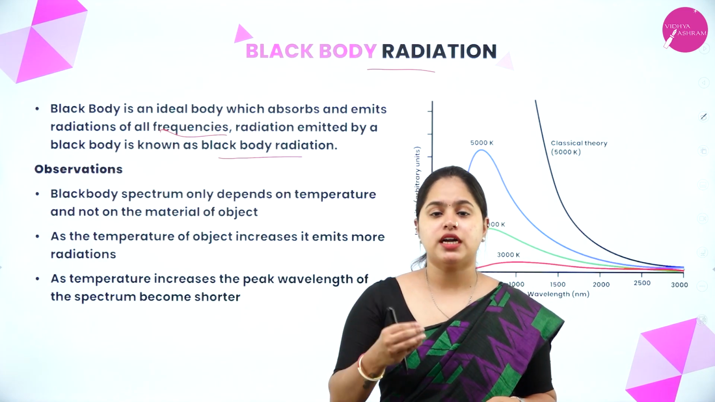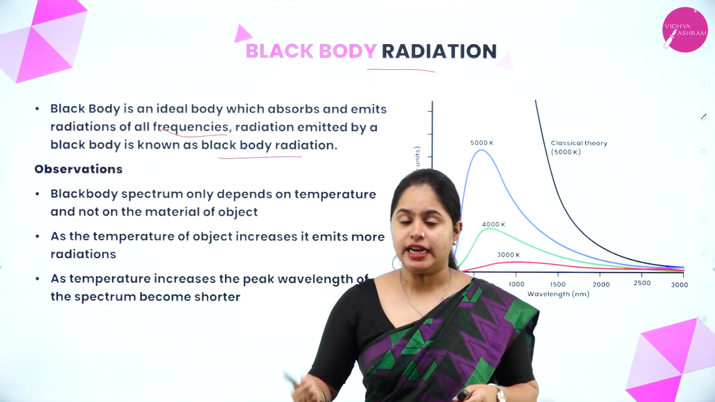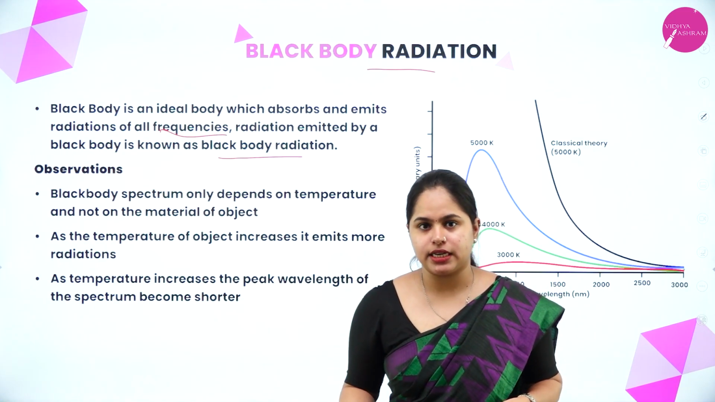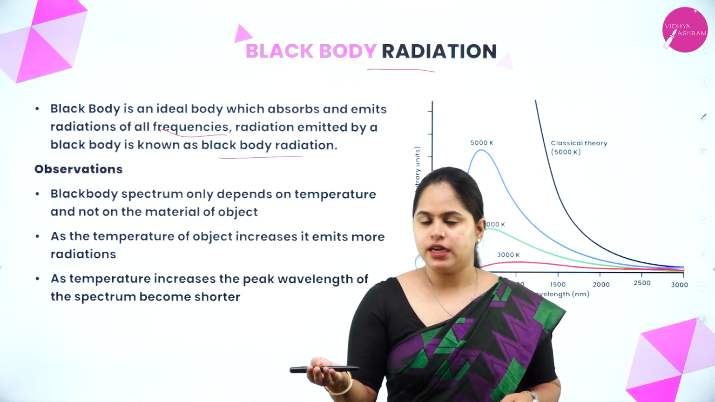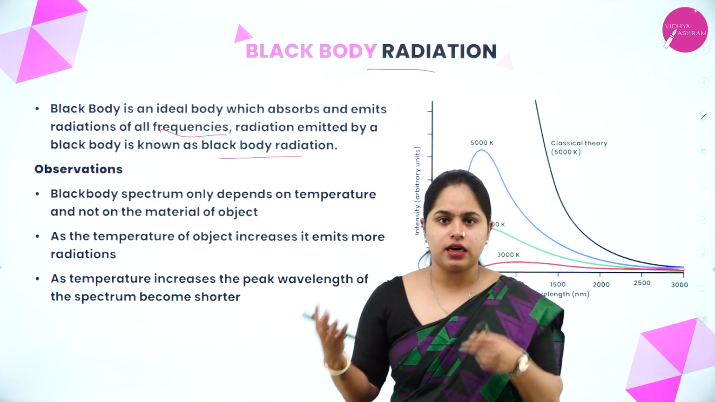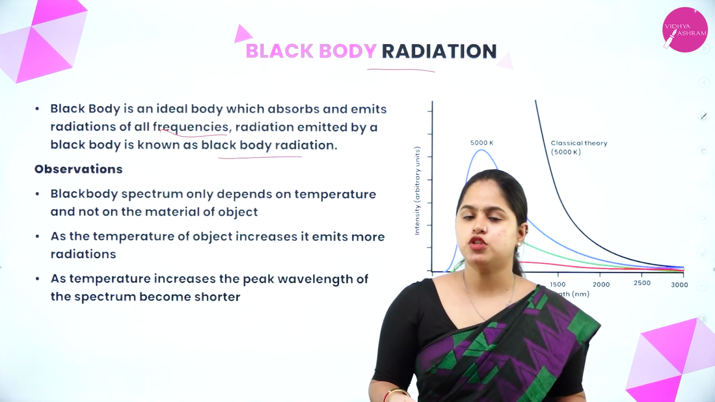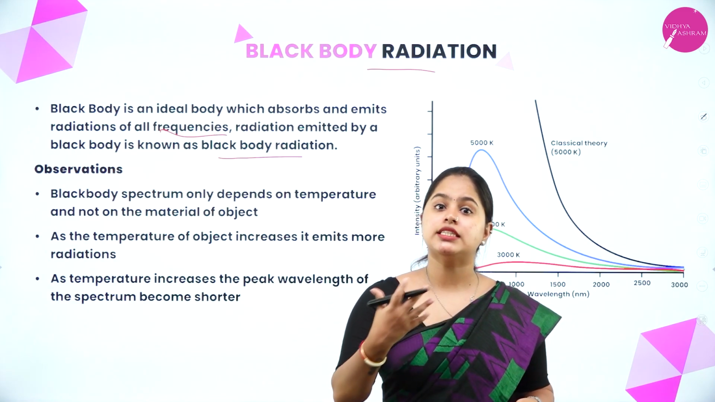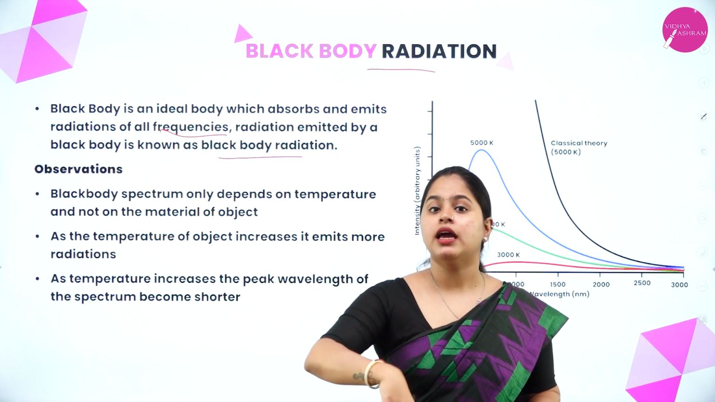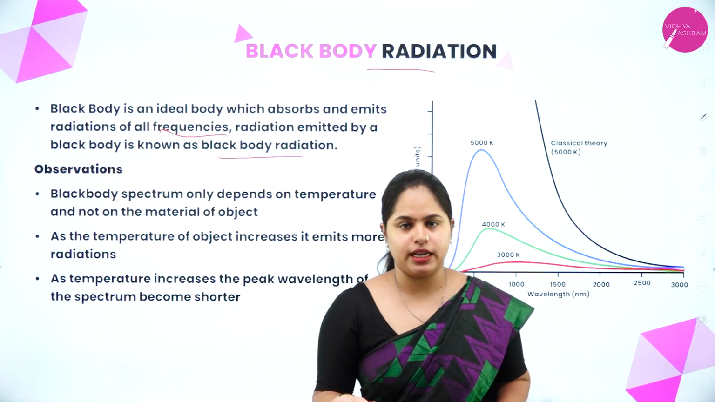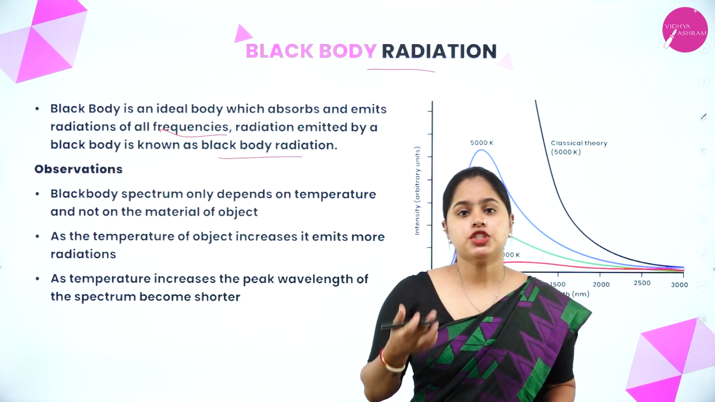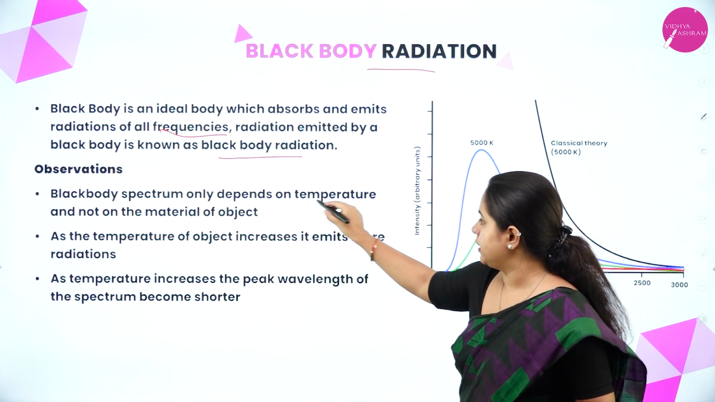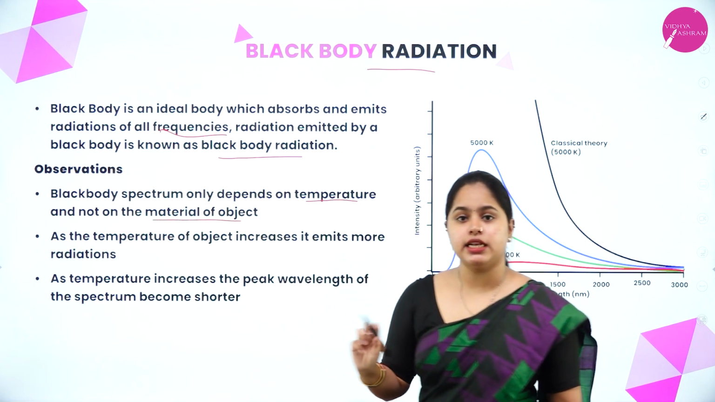Now imagine we make electromagnetic radiations fall on some metal surface. Some of it will get absorbed, some of it will be emitted, right? This is about any ordinary body which emits and absorbs radiation. But in the case of an ideal body, whichever radiation falls on it will get absorbed. Everything will be absorbed and everything will be emitted. Hence, it is an ideal body. The observation made on black body radiation was that the black body spectrum only depends on temperature and not on the material of the object.